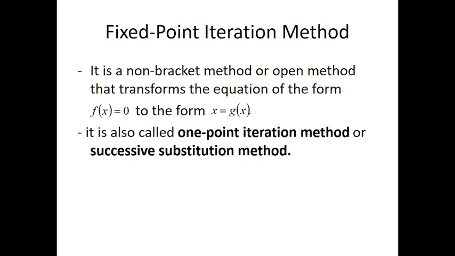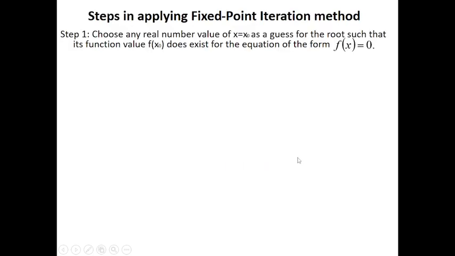The first one is the fixed point iteration method, also called open method, that transforms the equation of the form f of x equals 0 to the form x equals g of x. So it is also called one-point iteration method or successive substitution method. So here are the steps, no?